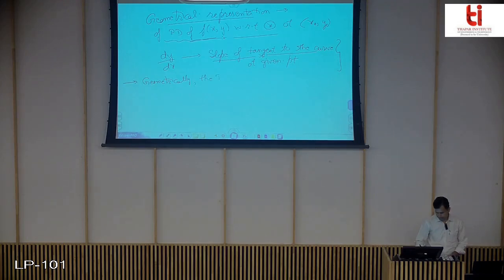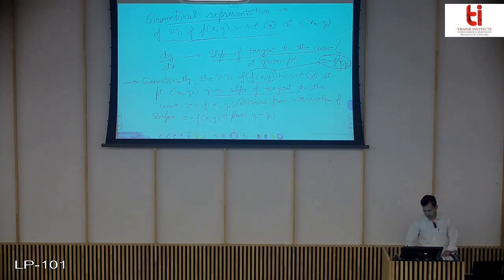Geometrically, the partial derivative of f(x,y) with respect to x at point (x naught, y naught) gives slope of the tangent to the curve. Here f(x,y), you can write it as z equals f(x,y). So it gives you the slope of tangent to the curve z equals f(x, y naught), and this curve comes from the intersection of surface z equals f(x,y) and plane y equals y naught.